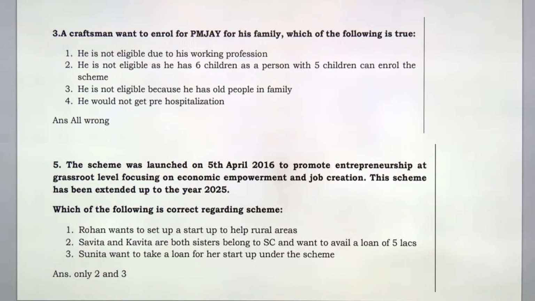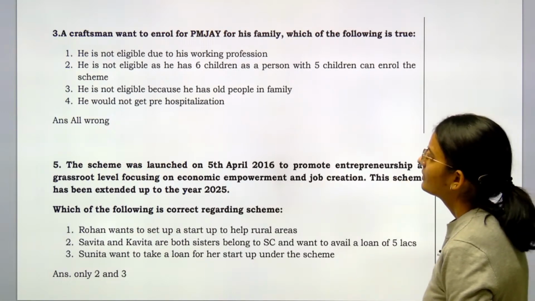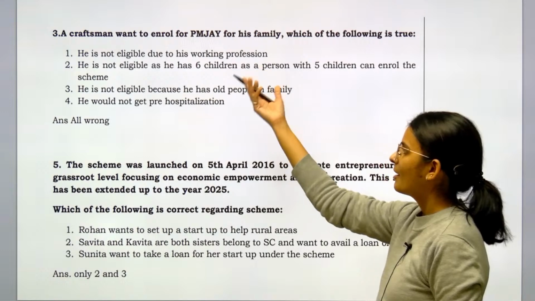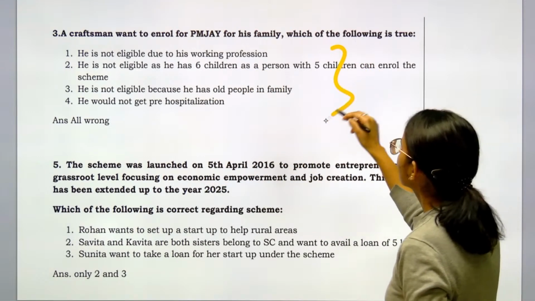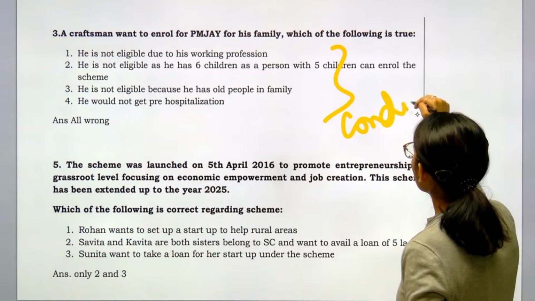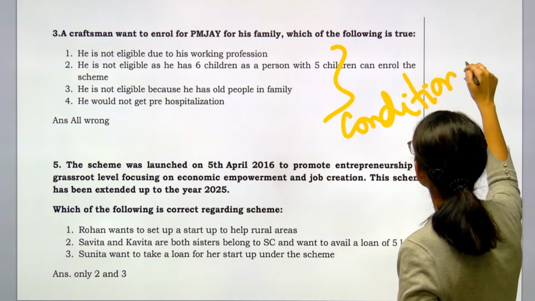Now a craftsman wants to enroll for PMJAY for his family. Okay, which of the following is true? He is not eligible due to his working profession. He is not eligible, he has 6 children. So Pradhan Mantri Jan Arogya Yojana. So all are wrong because there is no cap on family members. So conditions of scheme, everything is important.